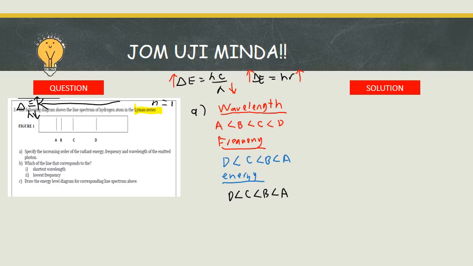Which of the line that correspond to the shortest wavelength? Shortest wavelength kita tahulah ini mesti adalah A. The lowest frekuensinya adalah siapa? Lowest frequency adalah D. Draw the energy level diagram for corresponding line spectrum above. So kita ada berapa line dekat sini? 1, 2, 3, 4. Ini gap. Yang ini gap yang paling higher. Of course ini yang paling first line, wavelength paling besar. Ini second. Ini third, ini fourth.